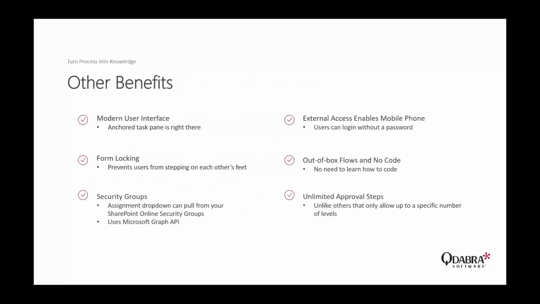So the other benefits are that we have this modern user interface. We'll see this in a second. We're going to quickly go to the demo, and you have locking. Locking is important. You don't want people to step on each other's toes when they're filling out their forms, doing an approval. You also want to provide a way for them to query, for example, the Microsoft Graph API, which allows them to use a security group to assign it to somebody. Obviously, you can put in their name, you can put in a distribution list. You'll see that in a second.